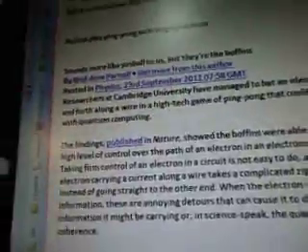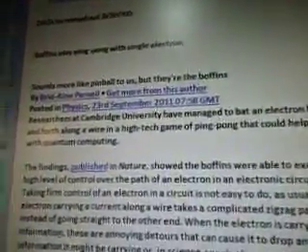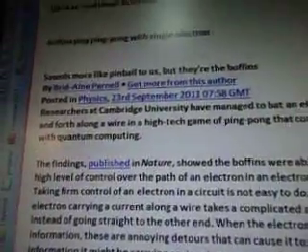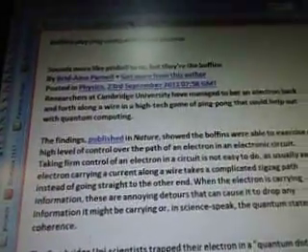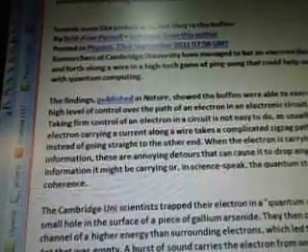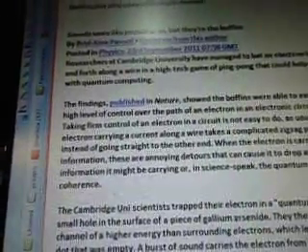Researchers at Cambridge University have managed to bat an electron back and forth along a wire in a high-tech game of ping pong that could help out with quantum computing. The findings, published in Nature, showed the Boffins were able to exercise a high level of control over the path of an electron in an electronic circuit. Taking firm control of an electron in a circuit is not easy to do, as usually an electron carrying a current along a wire takes a complicated zigzag path instead of going straight to the other end. When the electron is carrying information, these are annoying detours that can cause it to drop any information it might be carrying, or in science speak, the quantum state loses coherence.